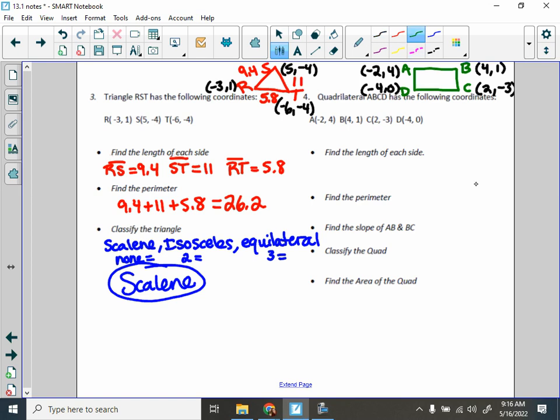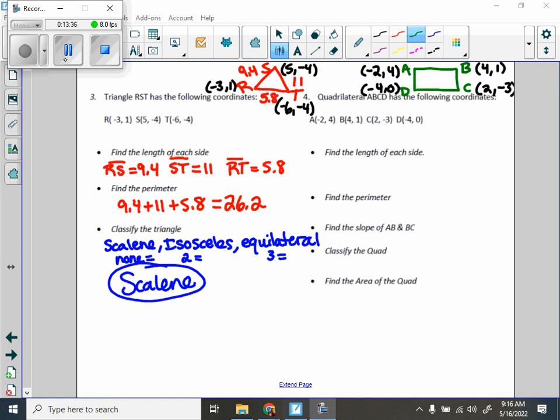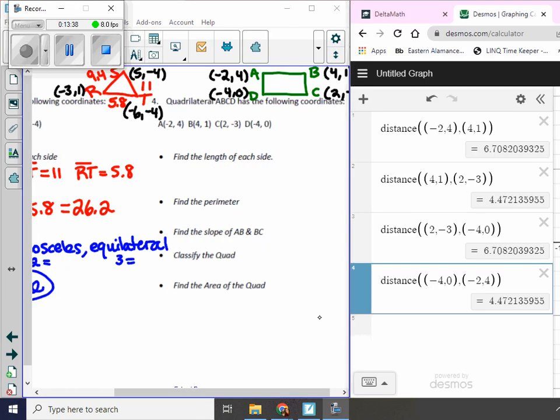Okay, I'm going to give you guys a moment or two. I want you to find the length of each side. I have the picture. You just go in between these two, then between these two, then these two. So distance formula, 4 times. Go ahead. All right, here we go. Guys, type them all in.